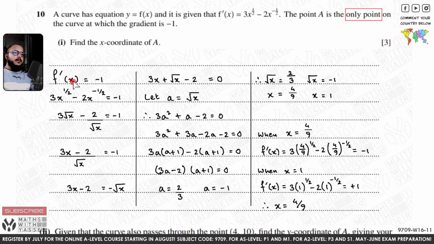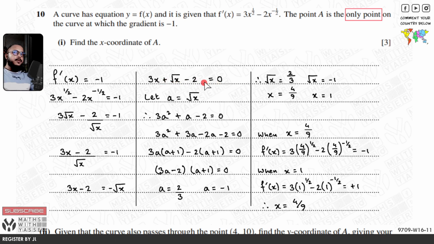So f prime x is negative 1. That means this equation is equal to negative 1. Or we can say 3 root x minus 2 over root x, because there is a negative half, is equal to negative 1. Then if we do LCM, we get root x, and root x times root x becomes just x. Minus 2 is equal to negative 1. That means 3x minus 2 is equal to negative root x. Then we can say 3x plus root x minus 2 is equal to 0.